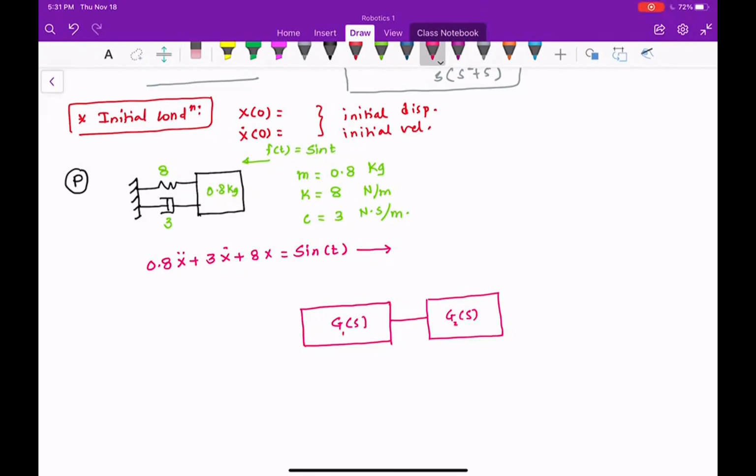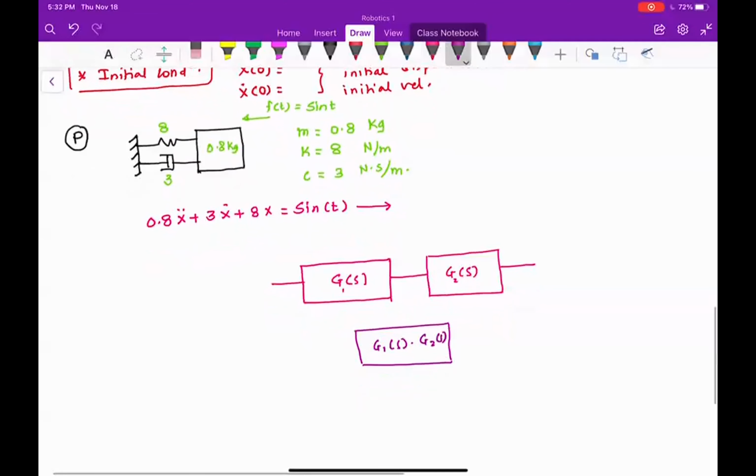think about G1(s) as a system and G2(s) as another system, and these two systems are combined together. So what you can do is combine these two blocks and construct a big block, something like G1(s) multiplied by G2(s). Yes? This may sound like a silly question, but why multiply the two blocks and not add them together?